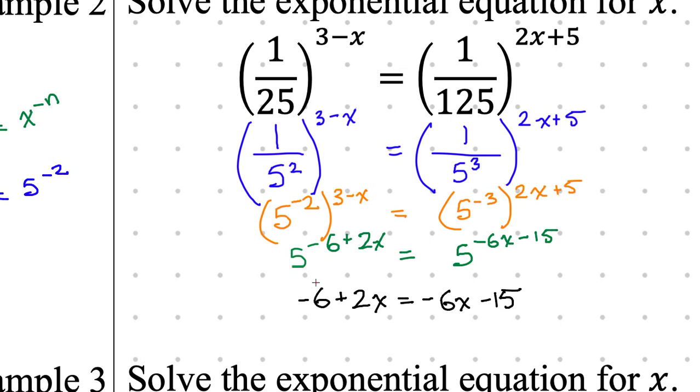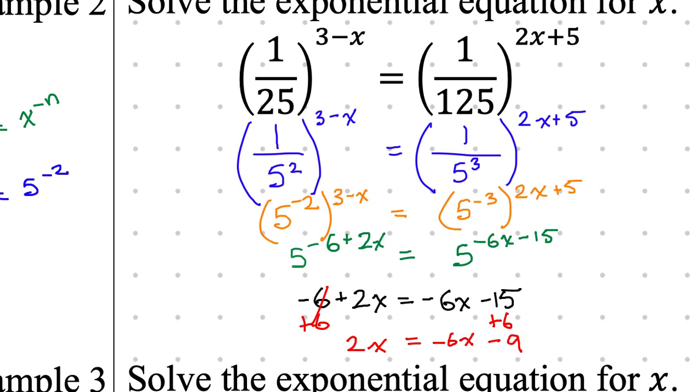Yep. Move it to the right. So what am I going to do to both sides? All right, add 6 to both sides. And that means I have 2x is equal to -6x. And then what is -15 plus 6, Cheyenne? -9. Perfect.